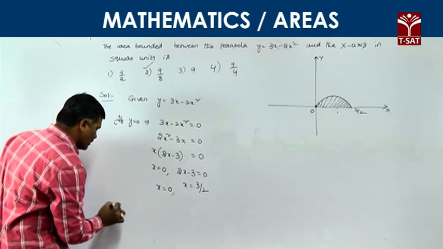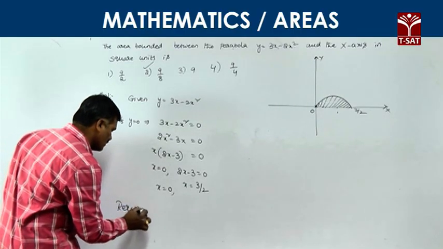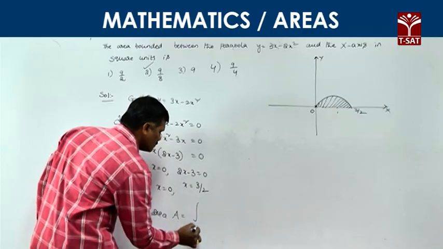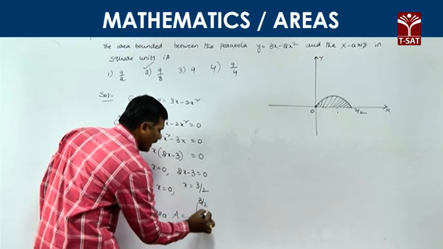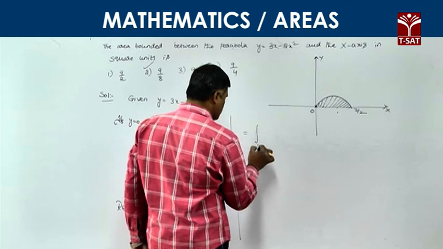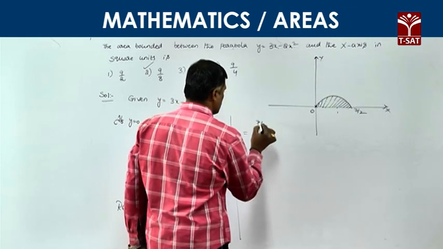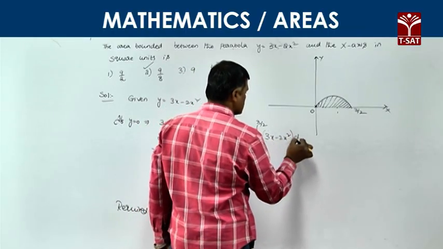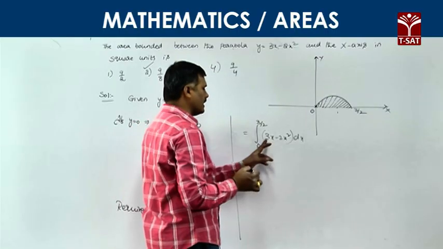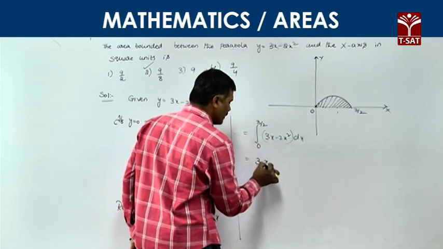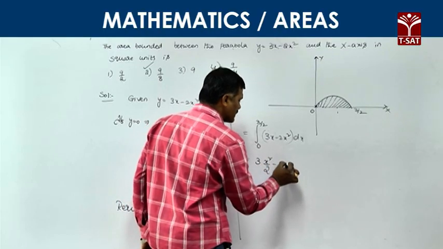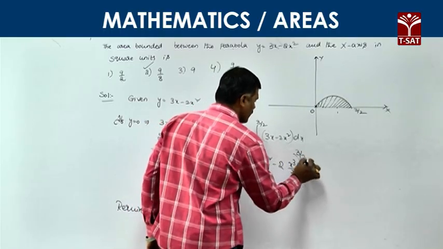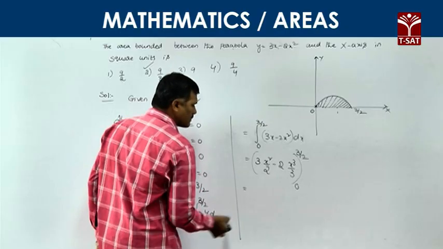Now area A is equal to the integral of 0 to 3 by 2 of y dx, that is equal to the integral of 0 to 3 by 2 of 3x minus 2x square dx, that is equal to 3 constant times the integration of x, x square by 2, minus 2 constant times the integration of x square, x cube by 3, with limits 0 to 3 by 2. Now apply upper limit minus lower limit.